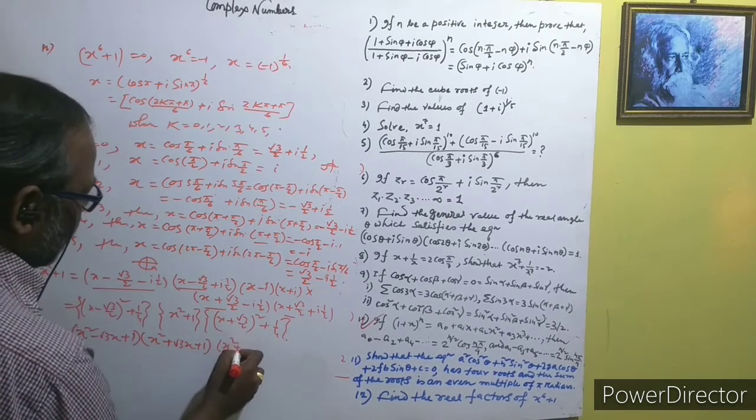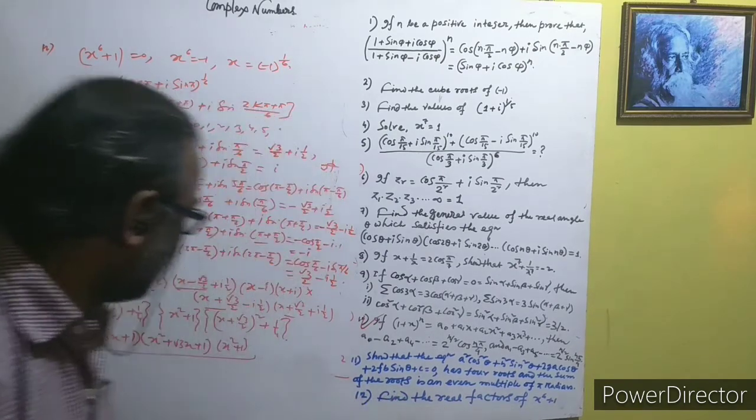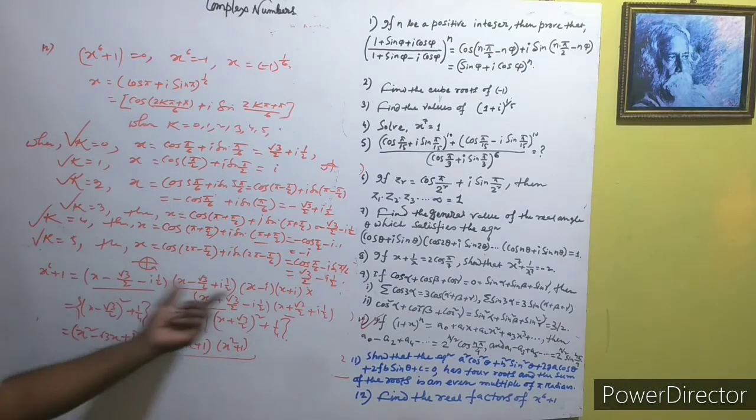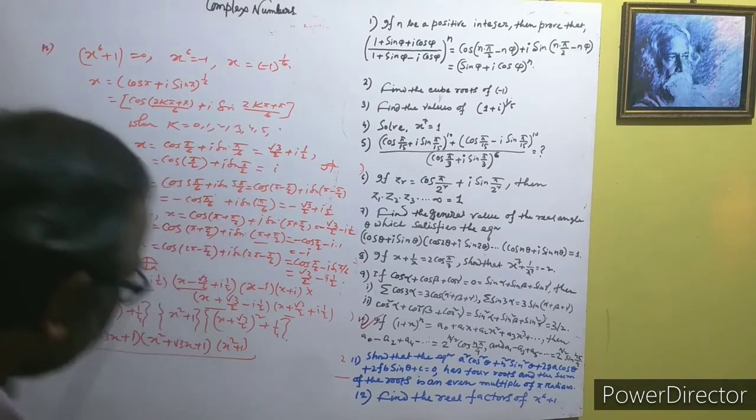Another factor will be x square plus 1. So these are the 3 real factors. In the question, it was asked to find the real factors. These were all our complex factors, but if you multiply them, you get the 3 real factors. So I hope you understand this problem better.